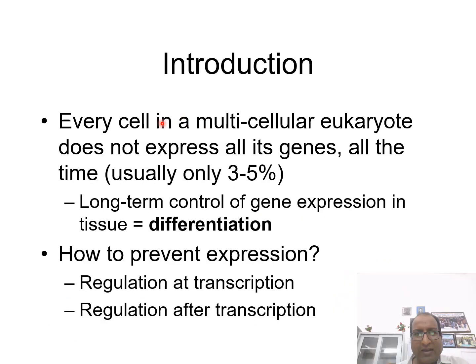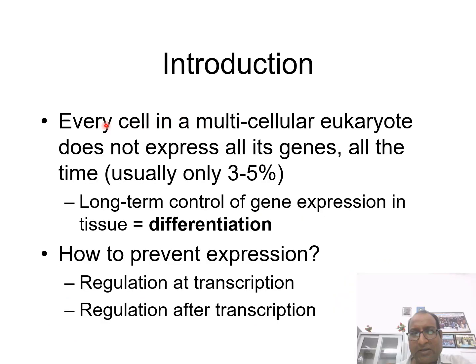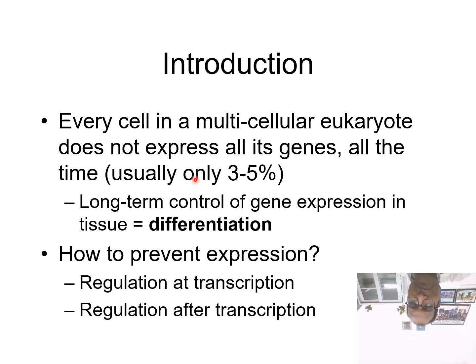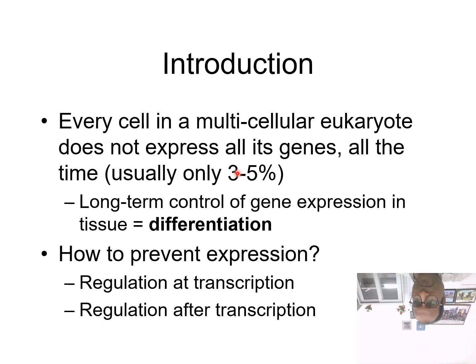So every cell in a multicellular eukaryote does not express all its genes. All cells express at any given time only 3 to 5% of all the genes. And when these genes undergo a long term control of gene expression in the tissue, they differentiate into a particular type of cell, that is known as differentiation.